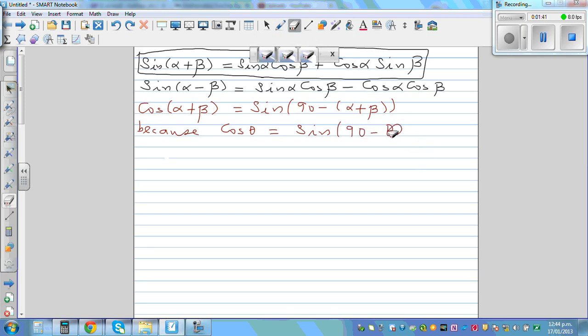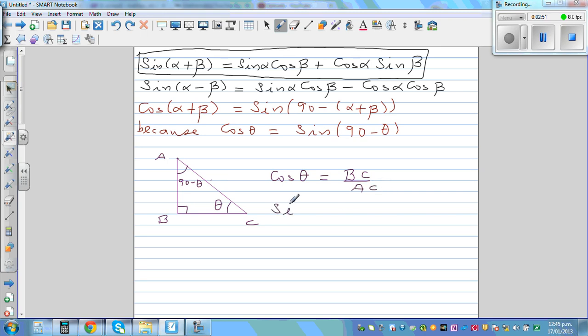You can prove this quite easily using a right angle triangle. So this is a right angle triangle, this is the right angle, and say this is theta. If this is theta, this angle is 90 minus theta. With respect to theta, this is the opposite, this is the adjacent, and this is the hypotenuse. Let me write letters instead: A, B, and C. So cos theta is adjacent over hypotenuse, which is BC over AC.